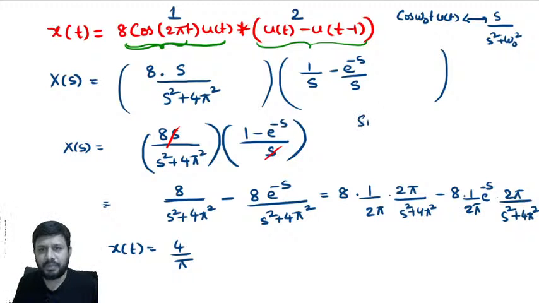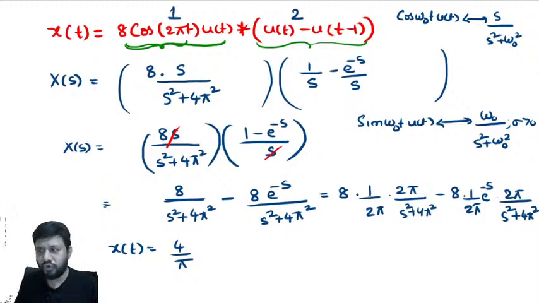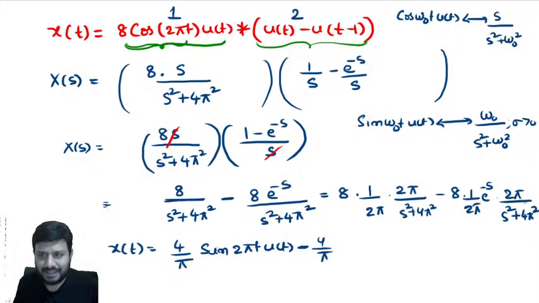Alright, do you remember sin omega naught t u of t? Its Laplace transform is omega naught by s square plus omega naught square with ROC sigma greater than 0. So this becomes 4 by pi sin 2 pi t u of t minus, now 4 by pi, what is the inverse of e power minus s times 2 pi by s square plus 4 pi square?